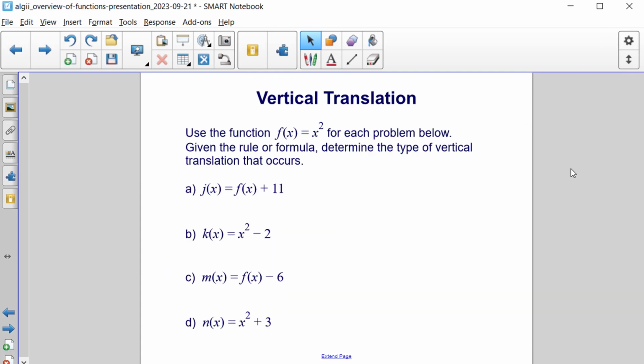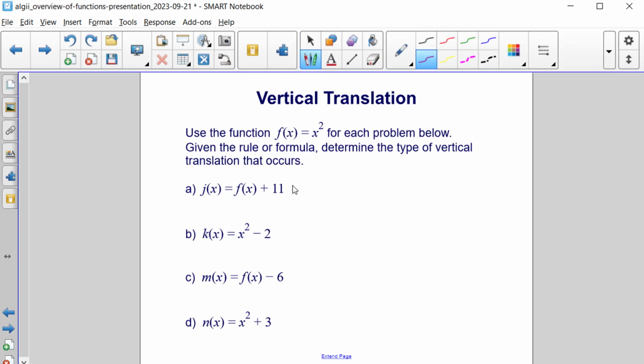Here's another example with vertical translations. Use the function f of x, which is equal to x squared for each problem below. Given the rule or formula, determine the type of vertical translation that occurs. So for question A, we have that j of x is equal to f of x plus 11. Well, that's going to end up being equivalent to x squared plus 11. Now, what happened between x squared and x squared plus 11? It shifted vertically up 11 units.